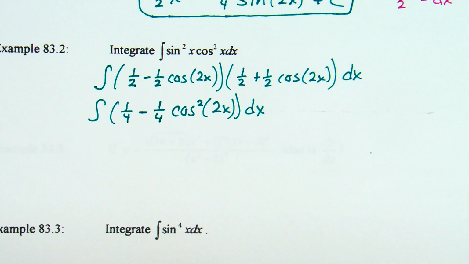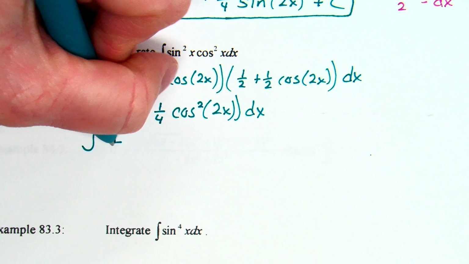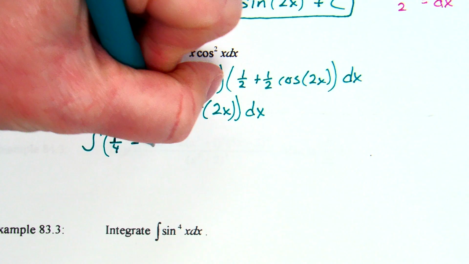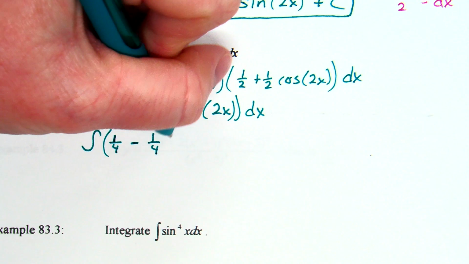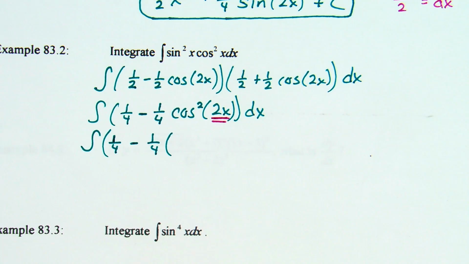Equivalent. Okay, so the whole point in this lesson is when you have just a cosine squared x or a sine squared x, you're going to have to substitute. Now, we've got a slight trick with this substitution too, so be careful. So we still have 1/4 minus 1/4, right? Now, it's 1/4 times cosine squared of 2x. What is our formula up at the top of the page? Cosine squared of x. So, hold that thought.